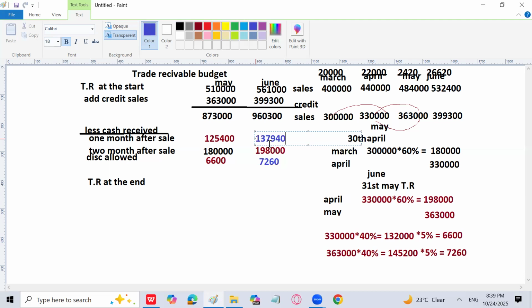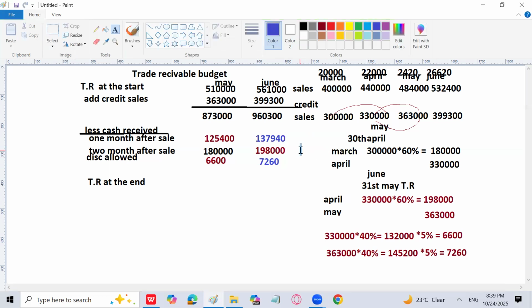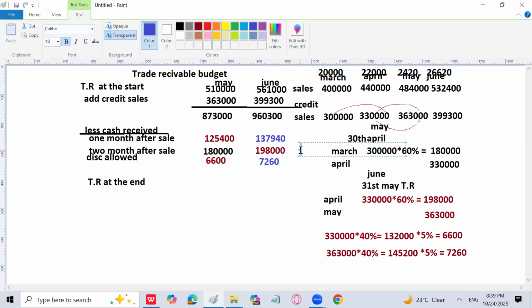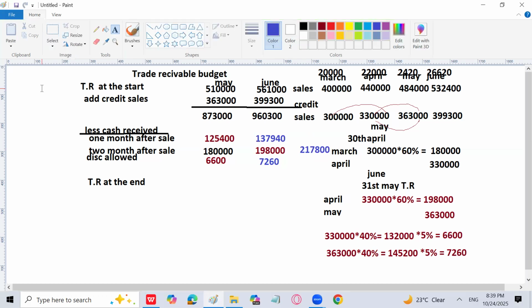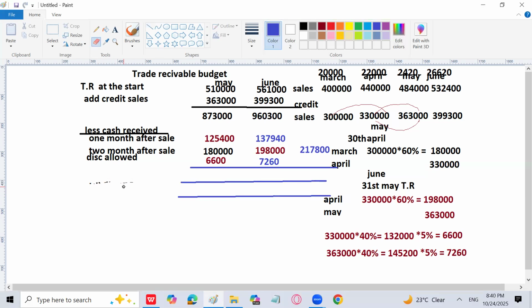And the remaining sales of May, 60%, is going to be received 2 months after sale in July. Actually, we are not preparing the budget of July, but I can write it down also. 3,63,000 into 0.6, that will become 217,800. I'm just writing it for the understanding purpose. Now let's go for the total of this. We can get the trade receivable at the end, and that will be the answer for the question. So let's go for the total of the payment side.